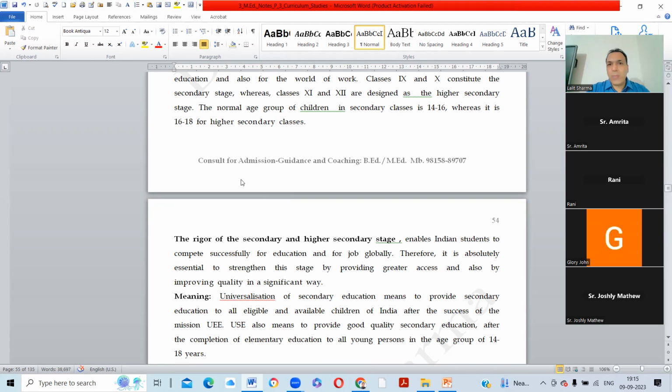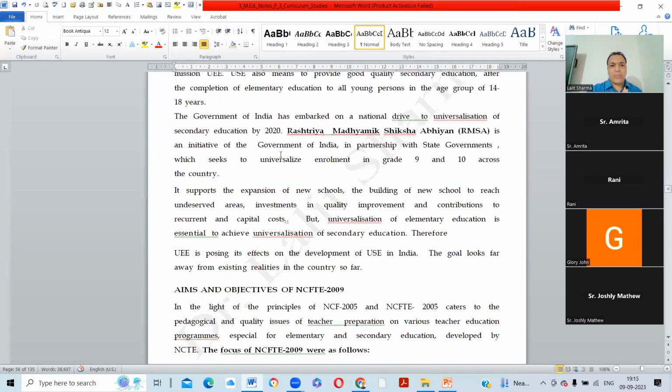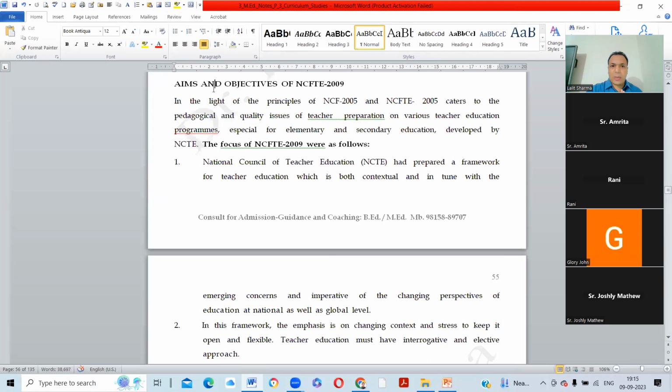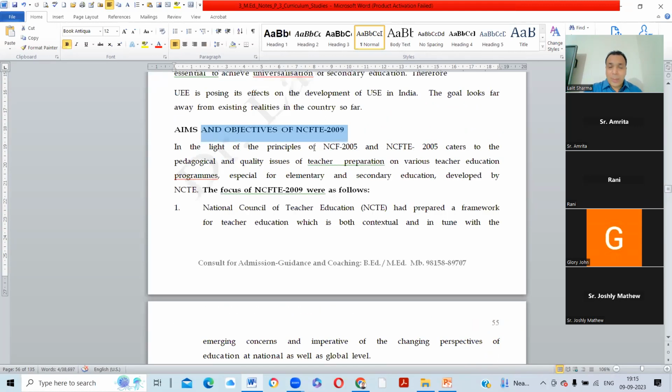NCFTE, National Curriculum Framework for Teacher Education 2009. You have to talk about improvement in the teacher education colleges, right? All these things you have to write under this. The aims and objectives of NCFTE, right? Now you know B.Ed is now 2 years. Earlier it was 1 year. Okay, how did it happen? It happened because of the National Curriculum Framework for Teacher Education, right?